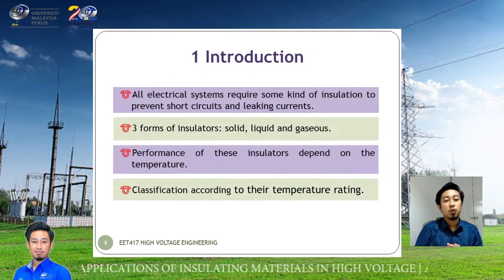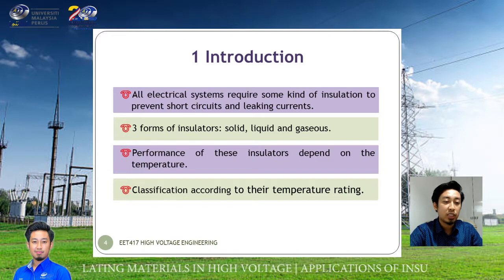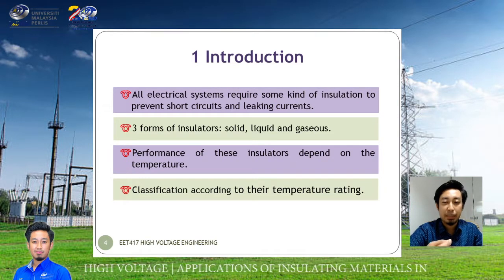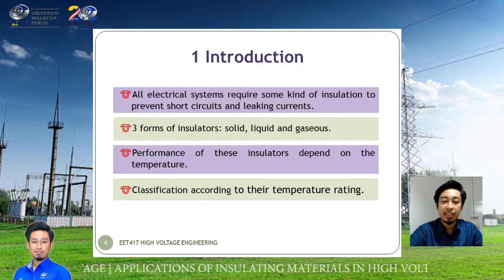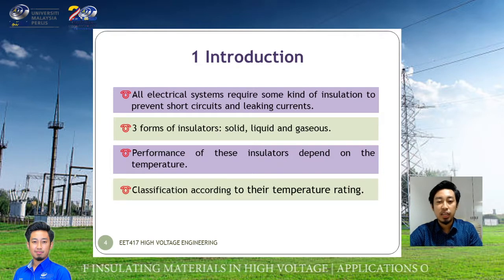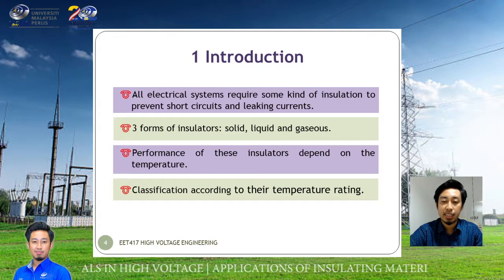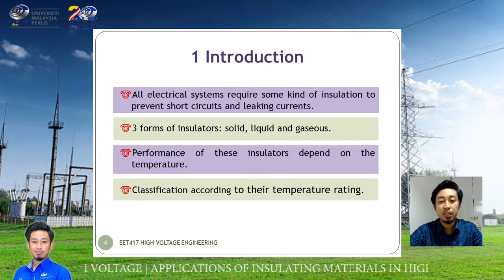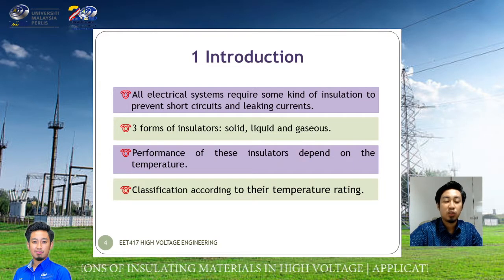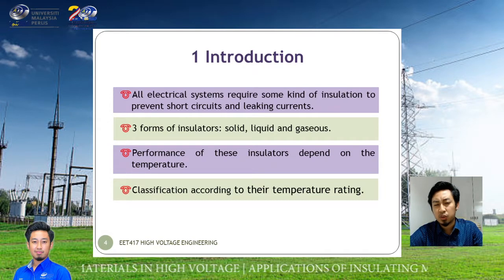As we know, all electrical systems require some kind of insulation to prevent short circuit and leakage current. So what is a short circuit? A short circuit is a major type of electrical accident that can cause serious damage to your electrical system. It occurs when a low resistance path not suited to carry electricity receives a high volume of electrical current. In simpler terms, a short circuit happens when a hot wire touches a conductive object it's not supposed to. The result can be appliance damage, electrical shock, or even fire.